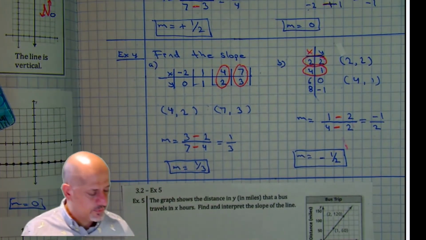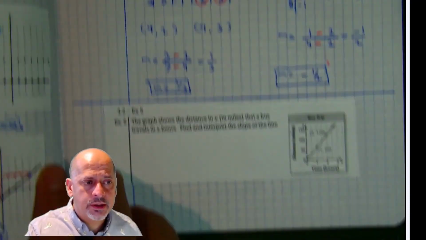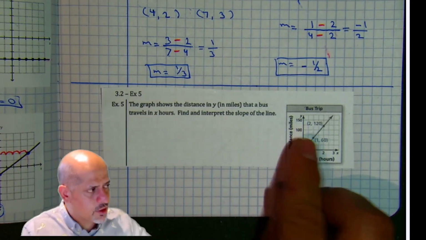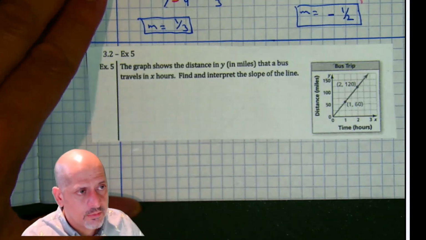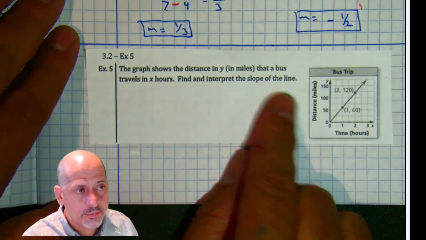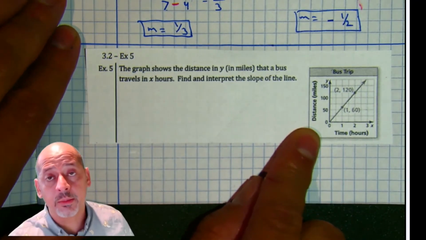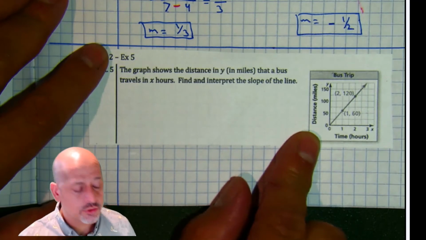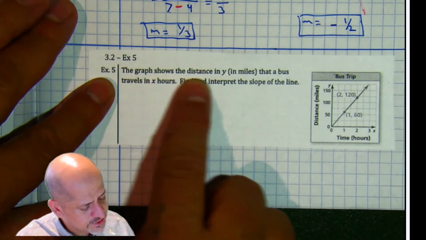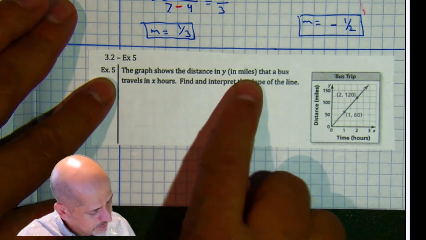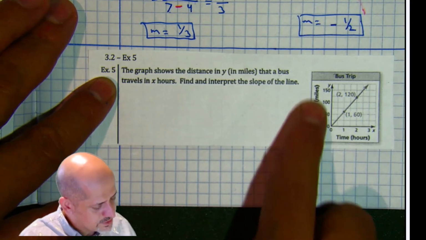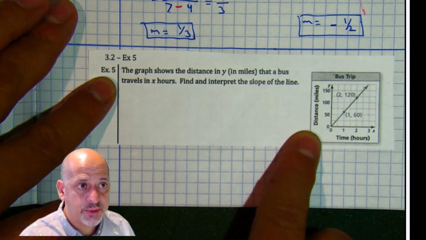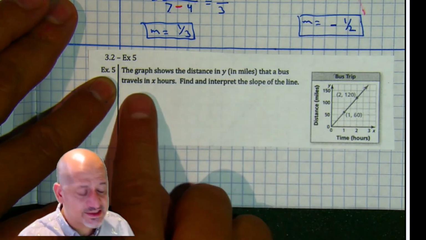Example number 5. Go and pause it. If you need to copy it down, go and pause it, and now you can just make a quick sketch with a graph. Use your ruler and make it nice and box it in if you can. That'll be great. So let's go through the process. The graph shows a distance in y, in miles. So notice that the distance is your y, and it's labeled as miles, that the bus travels in x hours.